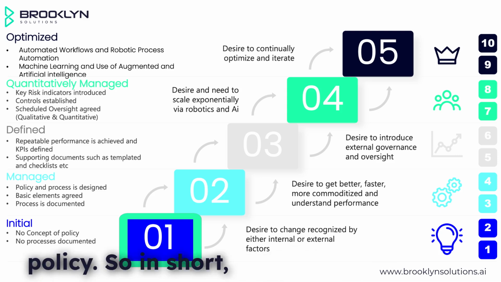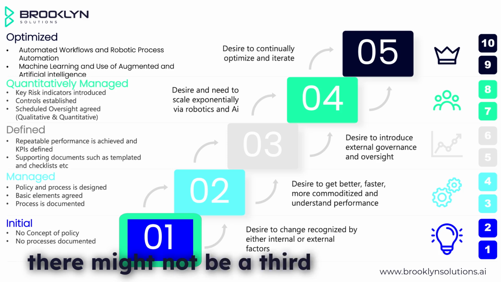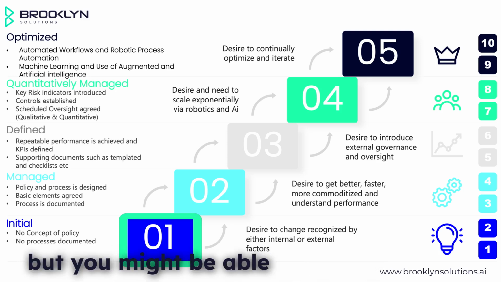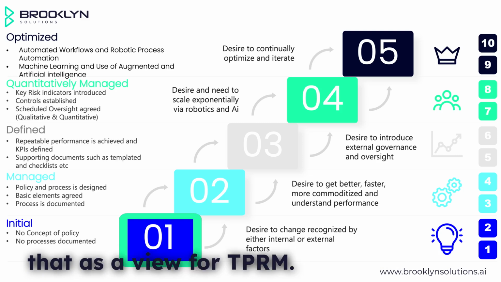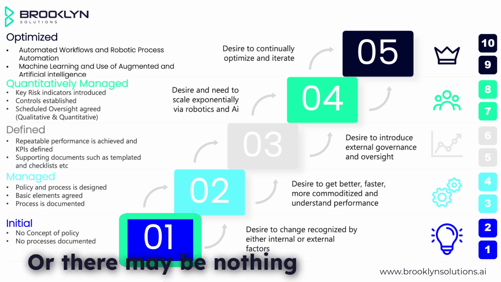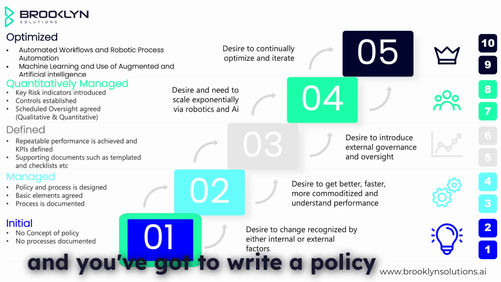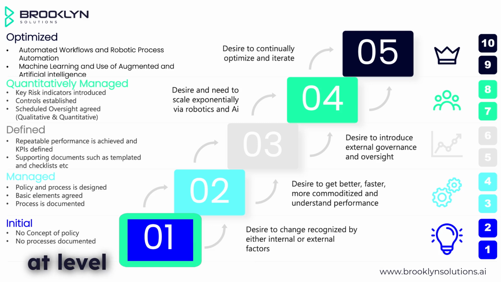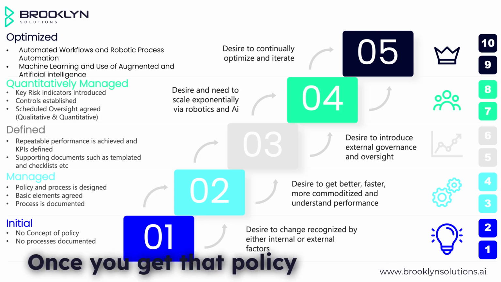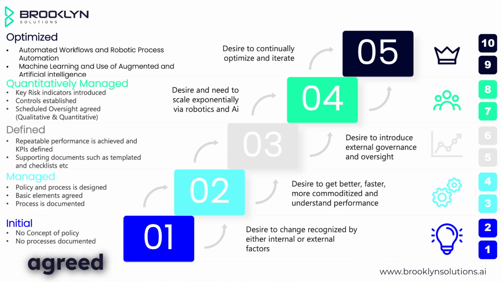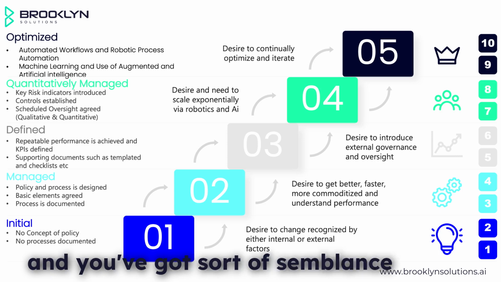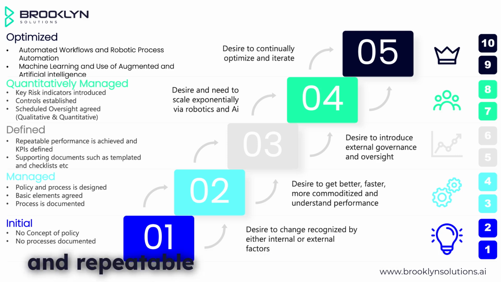So in short, there might not be a third-party risk management policy, but you might be able to draw on existing policies to make a view for TPRM, or there may be nothing entirely and you've got to write a policy, in which case you're at level 0. Once you get the policy, the basic policies and processes designed and agreed by management, and you've got a semblance of process that is documented and repeatable, that is where you get to the second level, managed.